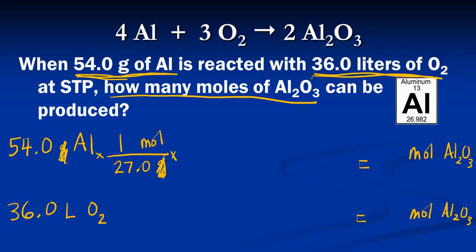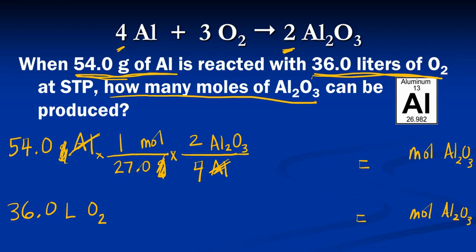Step 2 is the mole ratio. So we need to put aluminum on the bottom so it will cancel, and then aluminum oxide on top. And the coefficients come from the balanced equation. It looks like it's a 2 to 4 ratio. We have 2 and 4. And so aluminum cancels. We now have moles of aluminum oxide. We want to be in moles of aluminum oxide, so that's all we have to do.